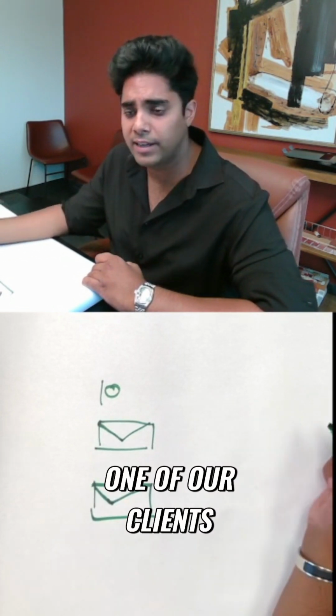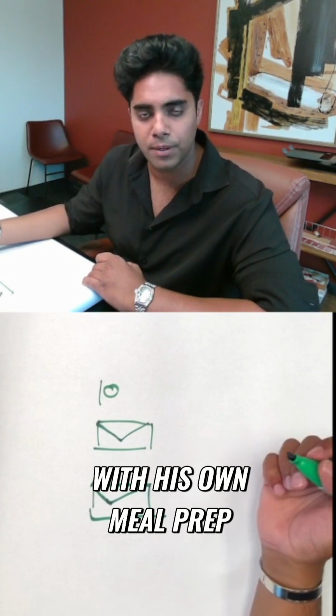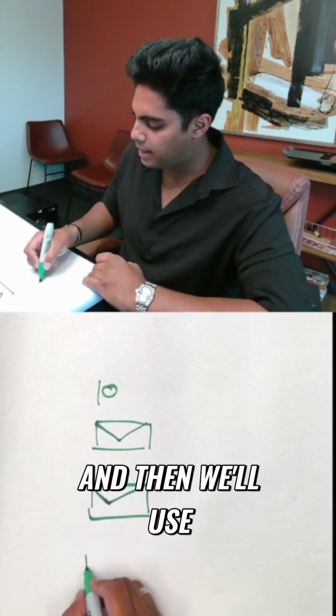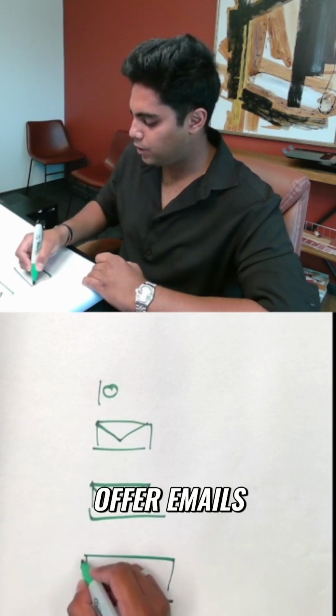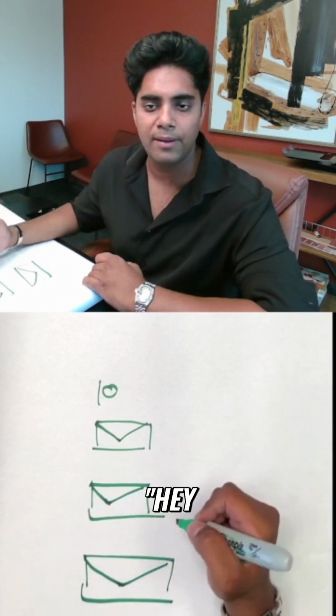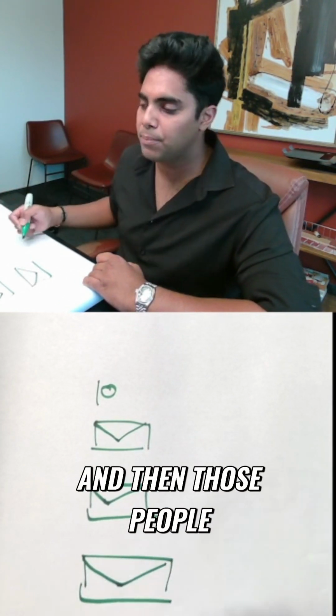For example, one of our clients, Mikey's, what we did is he essentially lost weight with his own meal prep. He used to prep for himself. He lost weight. We'll tell them a little bit about that. And then we'll use offer emails moving forward, and we'll alternate. So another offer email would be like, hey, new menu release, what do you want this week, essentially? And then those people come back.